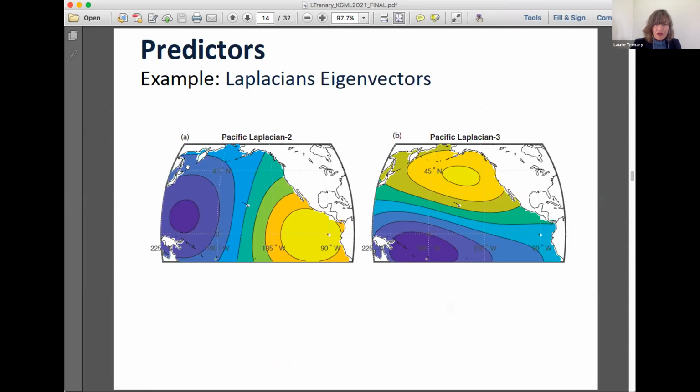So to capture the large scale variations, we're going to project the data onto the eigenvectors of the Laplacian operator. This is just another way of decomposing the data into large scale modes. And here I'm showing an example for the Pacific. This is the second and third Laplacian. The first Laplacian is the basin mean.